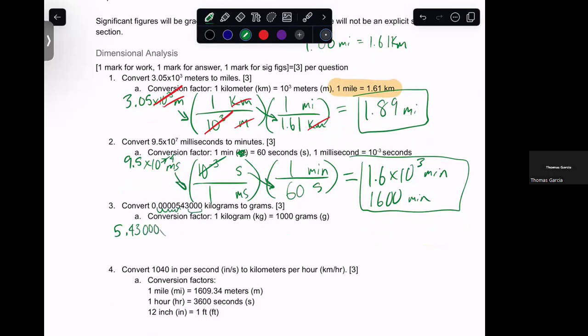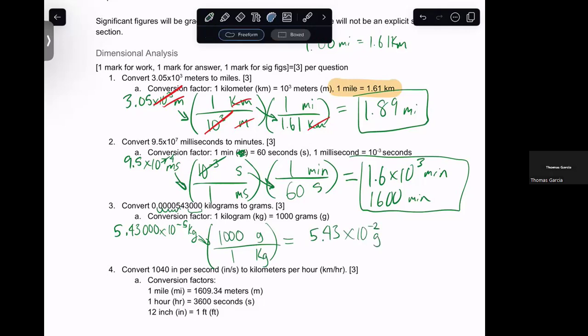5.43000 times 10 to the negative fifth kilograms. And I'm going to convert that to grams. So I have kilograms to grams, and I will drop my kilograms like it's hot. And then I'll use my conversion. 1 kilogram is 1,000 grams. When I write this out, I find that I get 5.43 times 10 to the negative second grams.